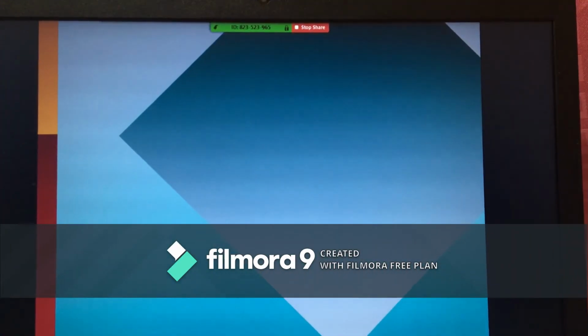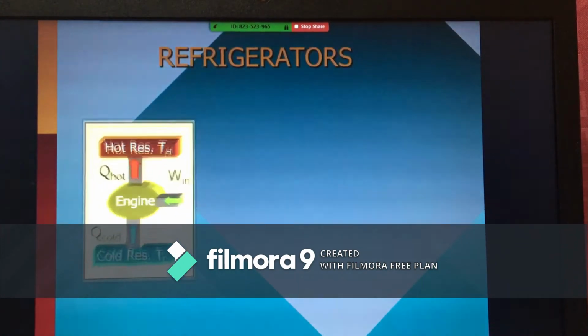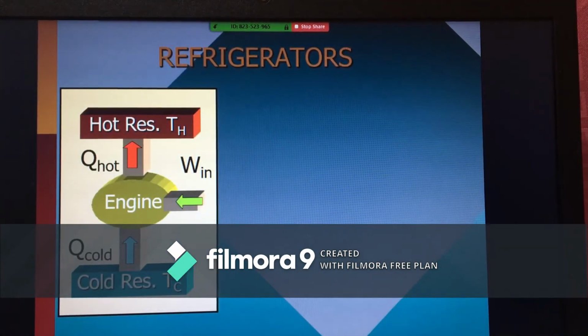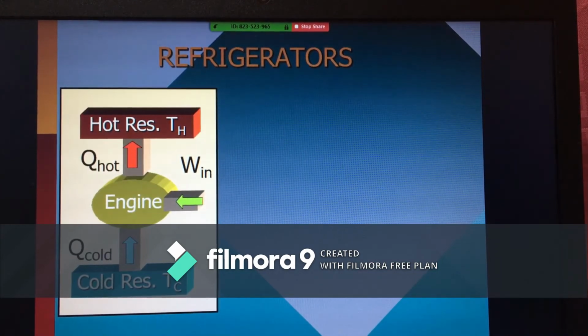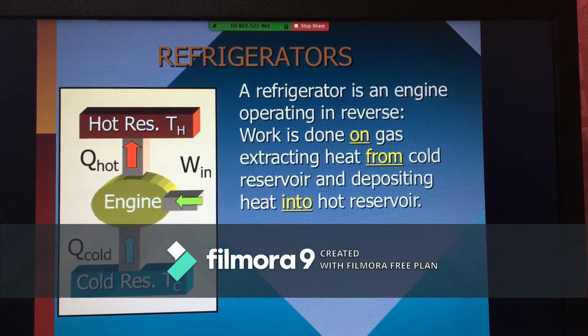The other application, class, is refrigeration. So we have here refrigerators. Ito yung concept niya for the refrigerators. So our refrigerator is an engine operating in reverse. So ano ibig sabihin niyan, operating in reverse?